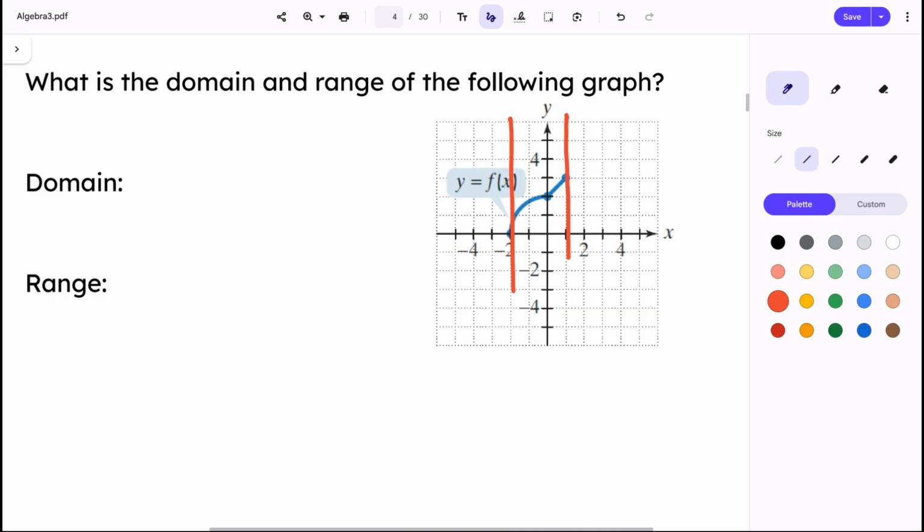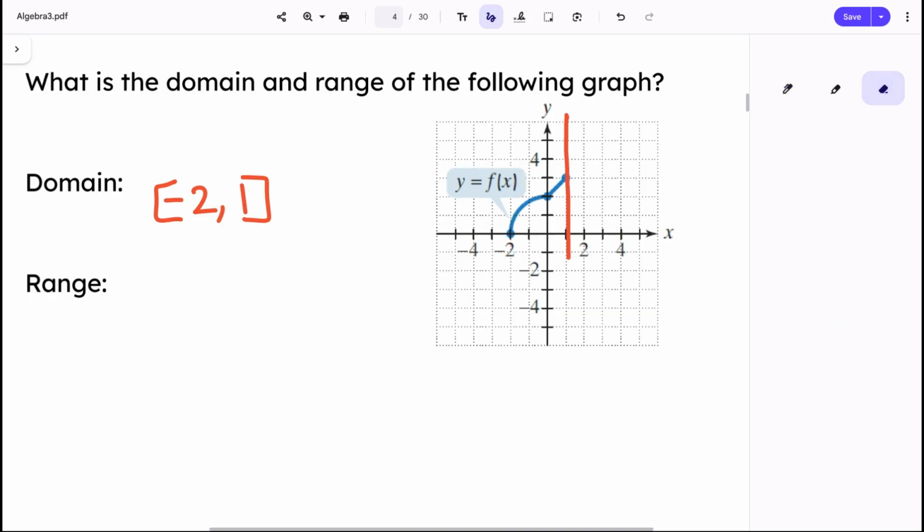Now, what's the farthest number to the left I hit? -2, so I need a bracket, -2. And then what's the number on the right side? 1, right? And it's still going to be a bracket. Now that's your domain.